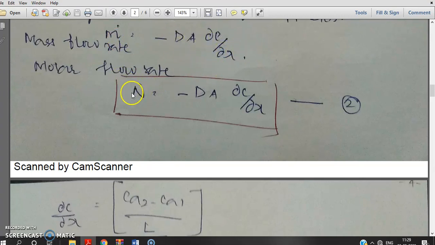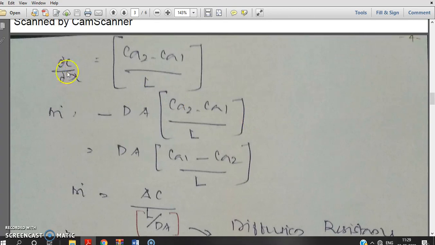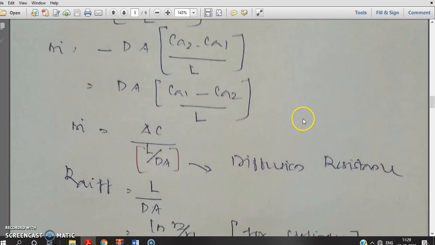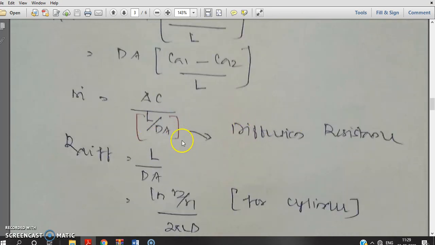So when we express the molar flow rate, m dot equal to minus D A ∂C/∂x. So ∂C/∂x equal to (CA2 minus CA1) divided by L. So m dot equal to minus D A (CA2 minus CA1) by L. Then we can arrive at ΔC equal to L by DA. That is, L by DA is called the diffusion resistance.